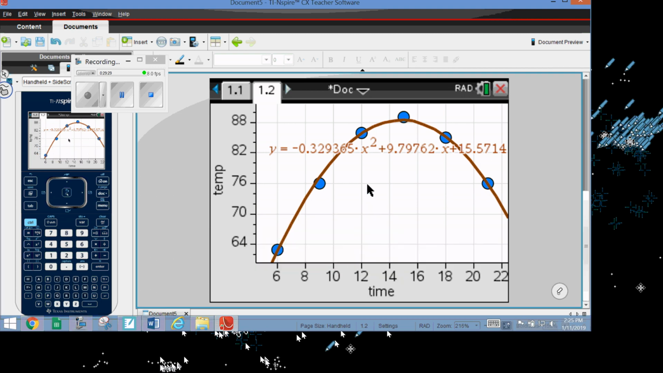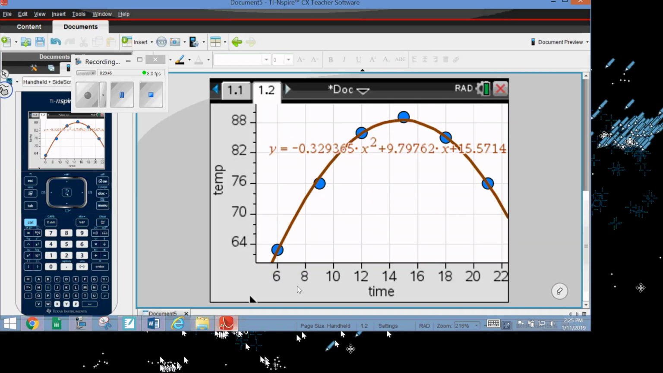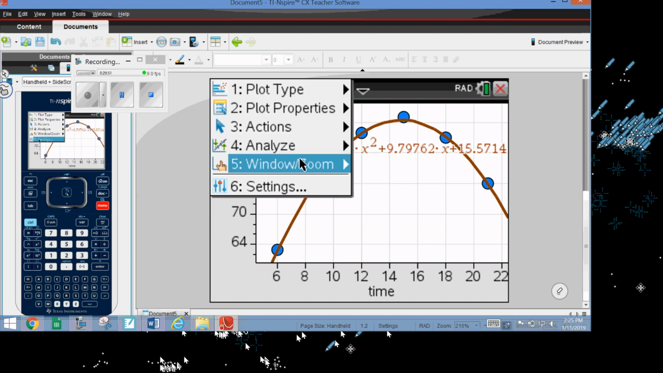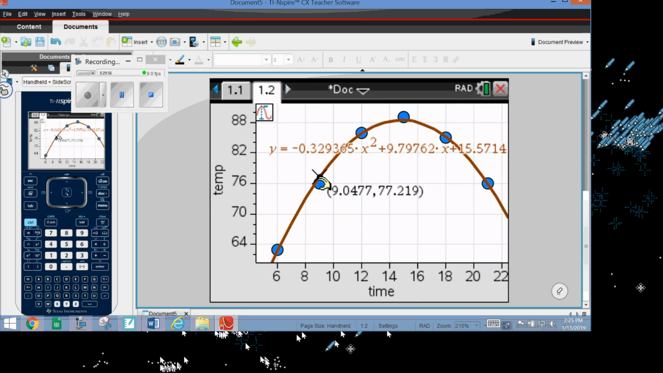Good. Okay. Let's ask the question. What is the question? Predict the high temperature for today. Predict the high temperature of the day. At what time does the high temperature occur? Thanks for helping each other. Menu, Analyze, Trace, and then get this one and put it up on top. You guys are doing your own calculator, right?